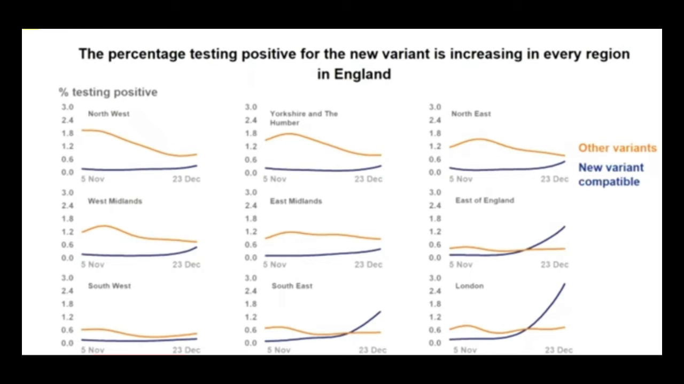Testing that is compatible with identification of the new variant are the dark blue lines, and the other variants, or the old or the pre-existing variants, if you like, are the brown lines. And what you can see is in that bottom right-hand corner again, where I drew your attention to those very sharp rises in hospital admissions, you can see that in terms of the percentage testing positive for the virus, the percentage testing positive with the new variant is increasing at really a very substantial rate indeed.